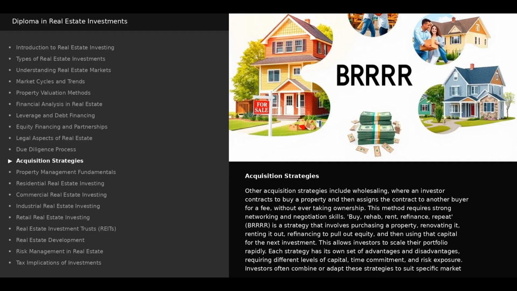Each strategy has its own set of advantages and disadvantages, requiring different levels of capital, time commitment, and risk exposure. Investors often combine or adapt these strategies to suit specific market opportunities and personal circumstances, emphasizing flexibility and adaptability.